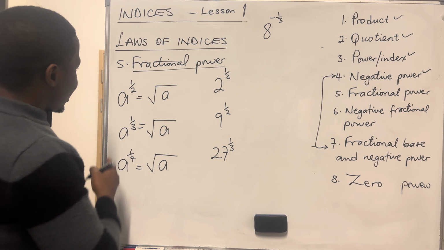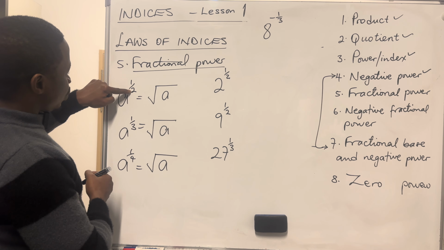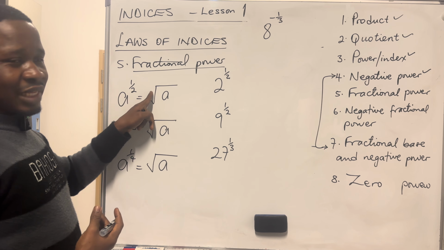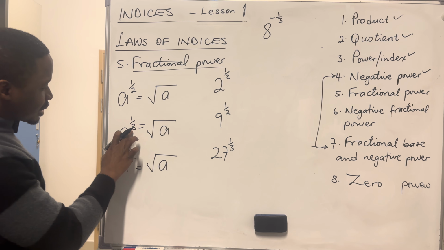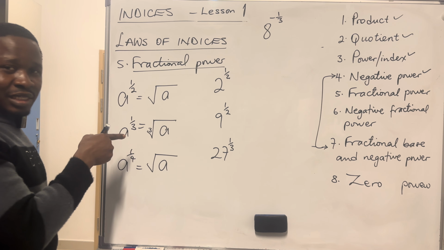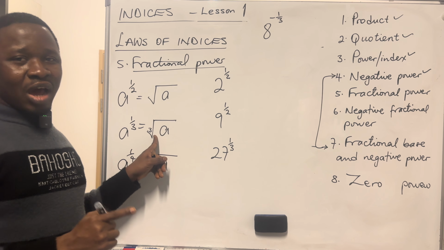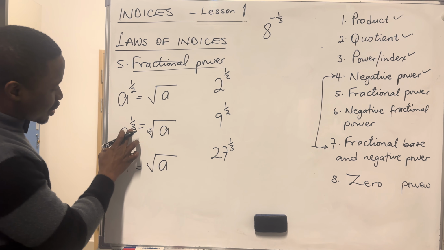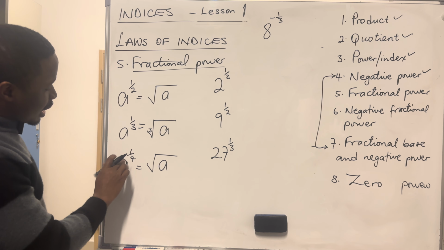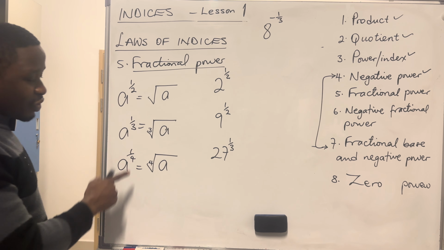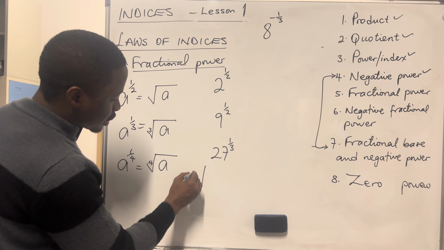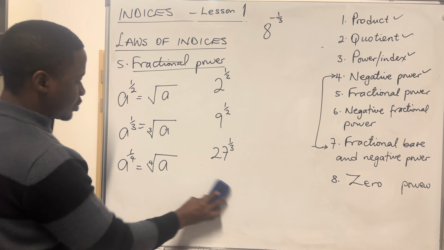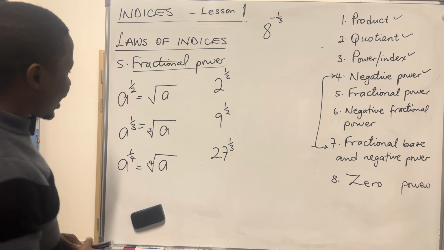What else do we do? If the denominator is 2, it becomes a square root. When we say square root, we don't write anything here. If the denominator is 3, it is a must to write it. No longer a square root, but cube root. The denominator is 3, we have cube root. The denominator is 4, we have fourth root. Do not write it like this. It has to be inside. I hope that one is clear.